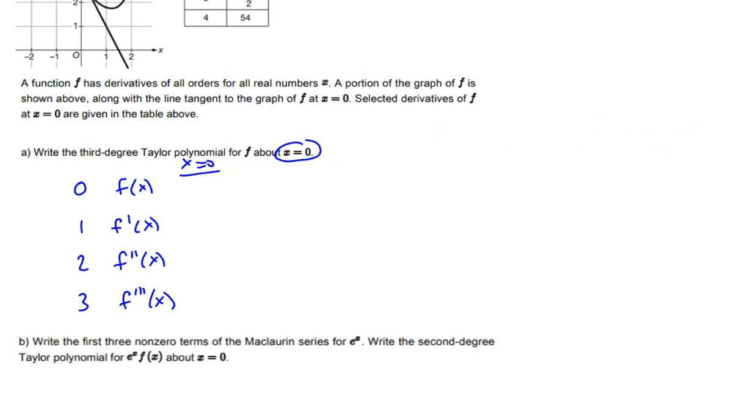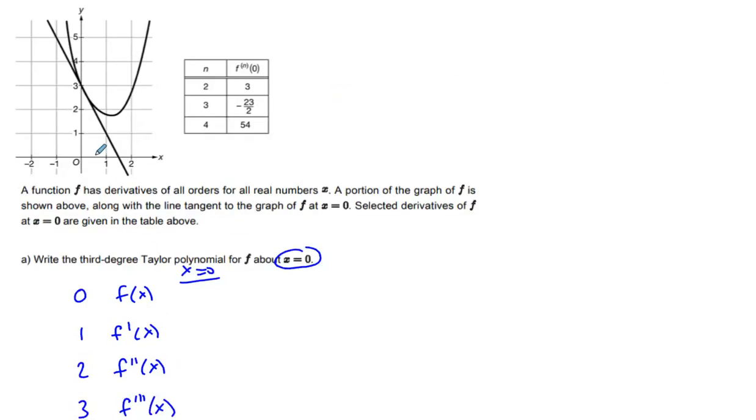So if we come back up, f of 0, and the graph here is a graph of f, so f of 0 is 3. Read right off the graph. F prime is the slope of the tangent line. Well, here's the tangent line. And if we look at where it's passing through, it seems to go down 2 over 1 pretty regularly. That's a slope of -2, directly from the slope of the tangent line. F double prime, well, now we're over here. When n is 2, the second derivative at 0 is 3. And the third derivative, n equals 3, is -23 over 2.